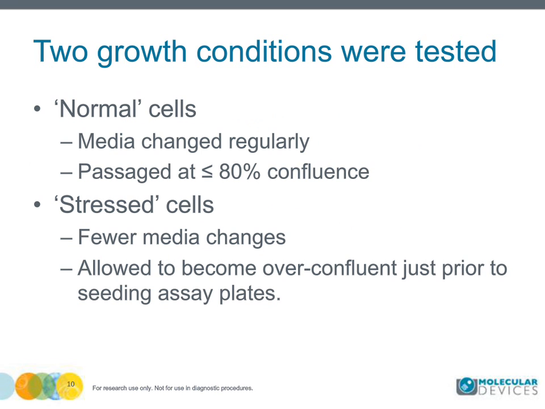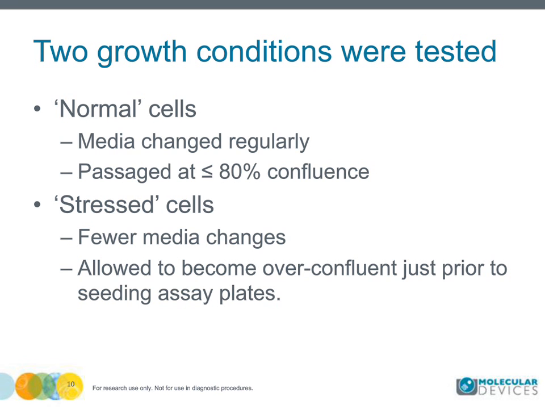So the normal cells were cells in which we changed the media very regularly. We tried to keep them as happy as possible. We passaged them at 80% confluence or less at all times to keep them from getting overcrowded.